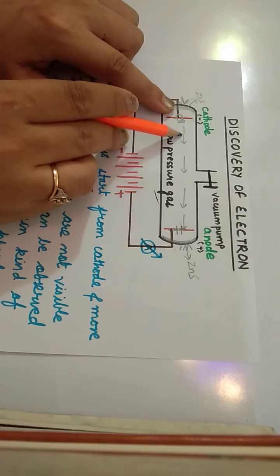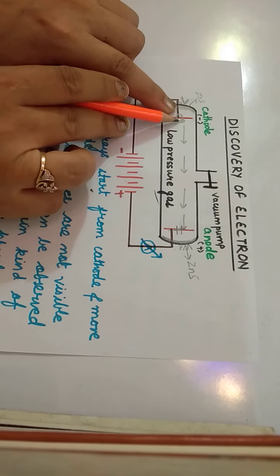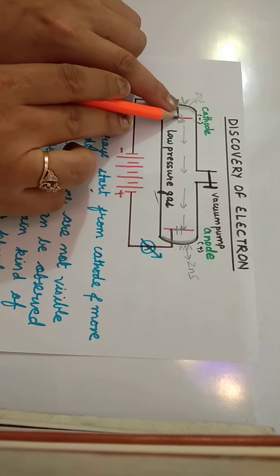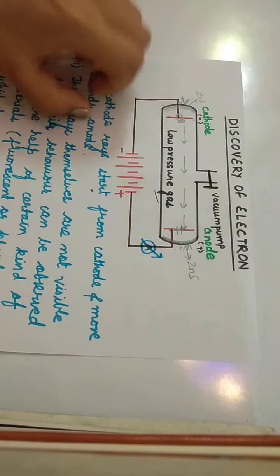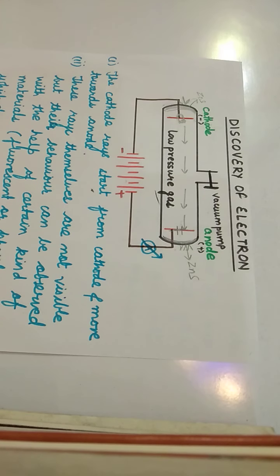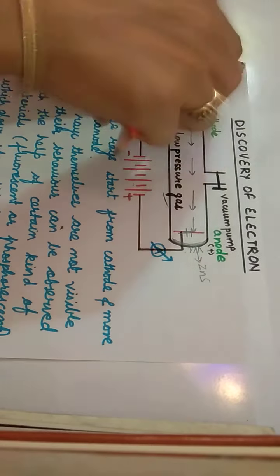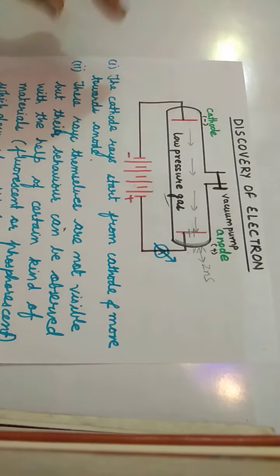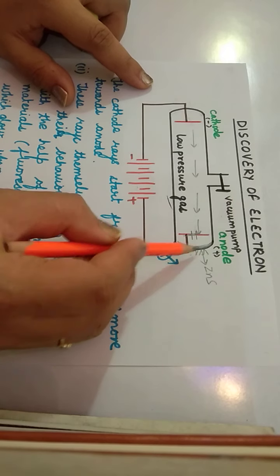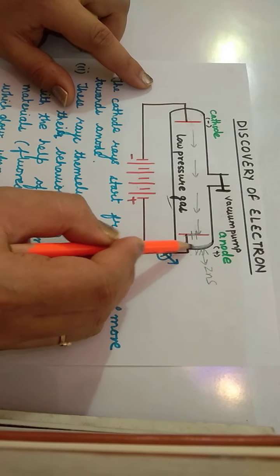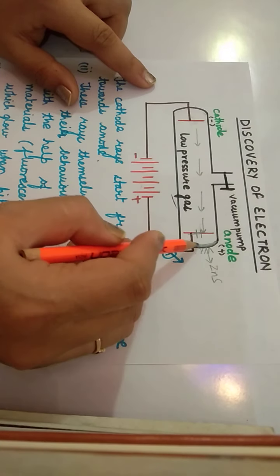The rays that have originated from the cathode move from here and pass through this hole. It passes through the hole we have created here at the anode side, and it strikes the zinc sulfide screen, which is a fluorescent material, which glows.